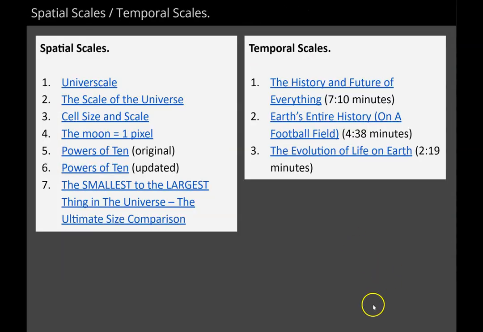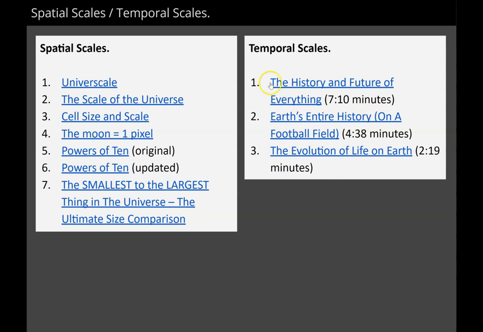A couple of options here for you. If you want to explore spatial scales, if you want to see the scale of the universe, from the absolute largest scale, which would be universes, Milky Ways, galaxies, down to subatomic particles, check out some of those animations or videos. Powers of 10 is absolutely fascinating. It shows you just how big and small the universe and the Earth actually are.